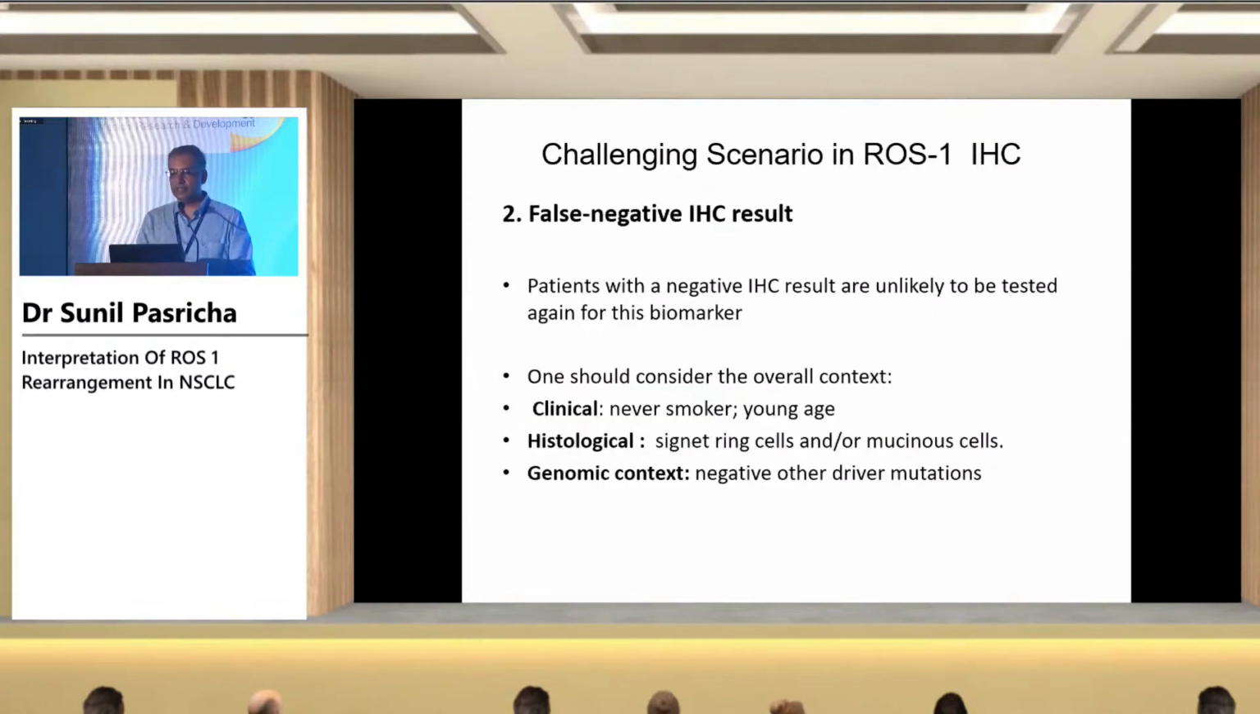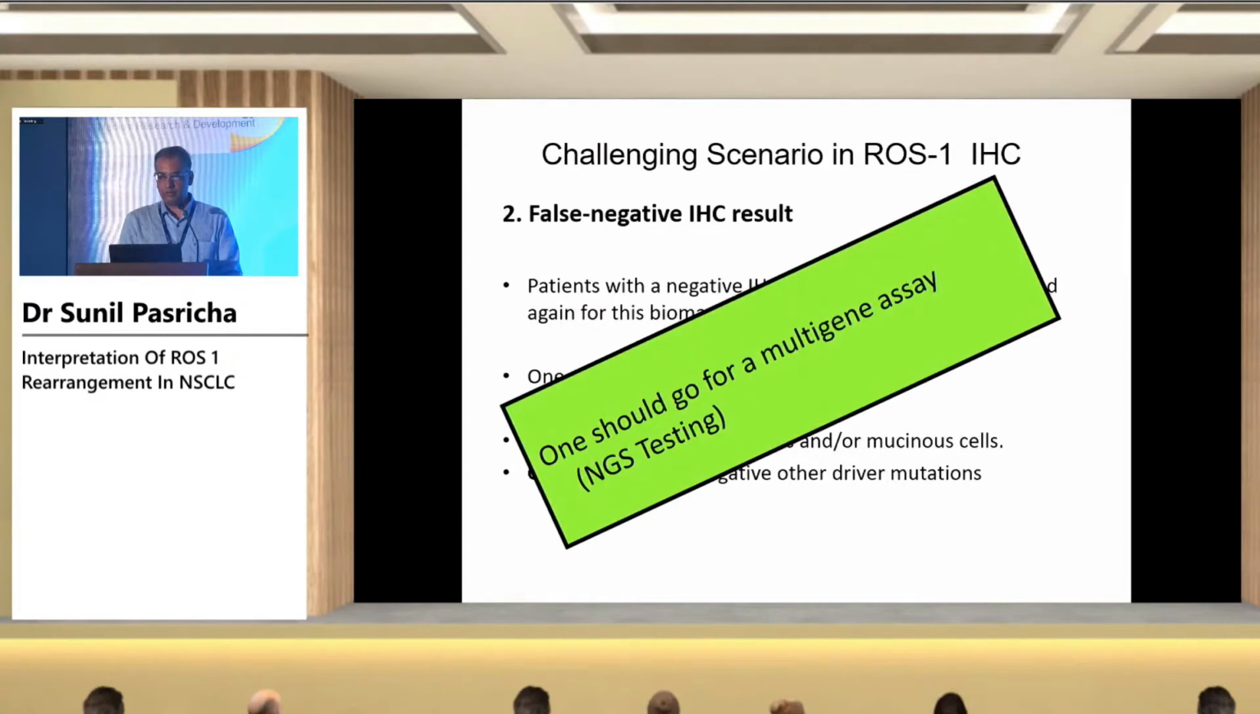The second challenging scenario is a false negative IHC result. Patients with a negative IHC result are unlikely to be tested again for this biomarker. So one should consider the overall context. If clinically the patient is a never smoker, of young age, histologically you have an acinar or solid pattern with signet ring or mucinous cells, and also the genomic context, if the patient is negative for the other driver mutations, then one should go for a multi-gene assay, NGS testing.